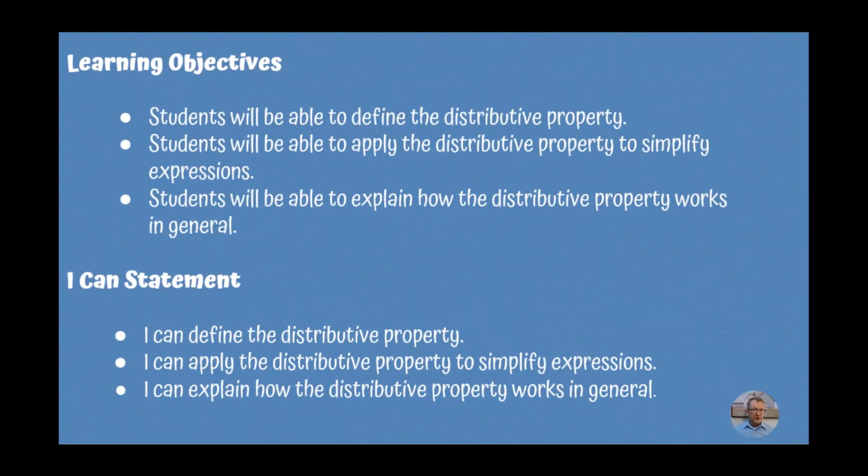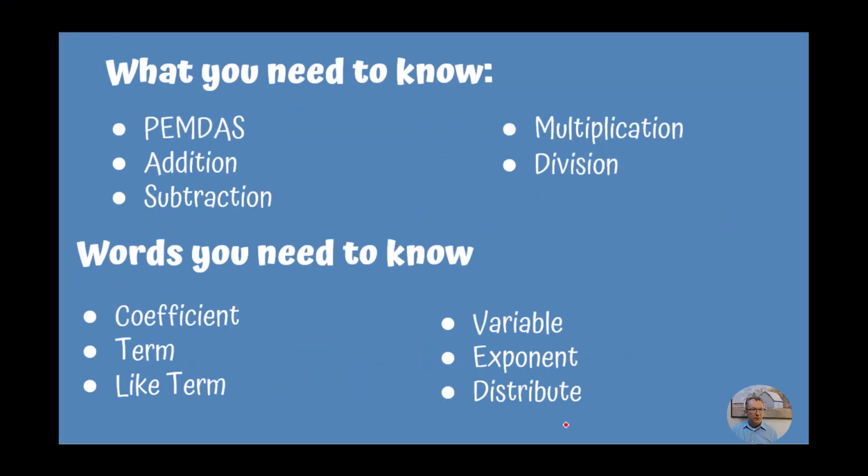So our learning objectives: we're going to learn how to define the distributive property, and then you're going to apply the distributive property to simplify expressions, and then finally you'll be able to explain how it works in general. What you need to know is PEMDAS, which we just reviewed. PEMDAS, that's our order of operations. If you're confused with that, go back and work some more PEMDAS problems.